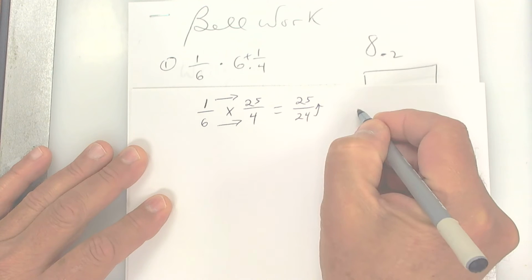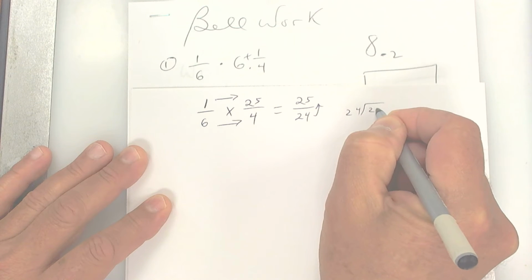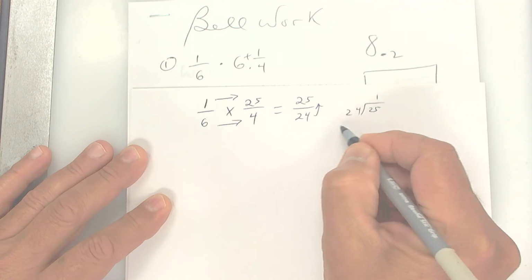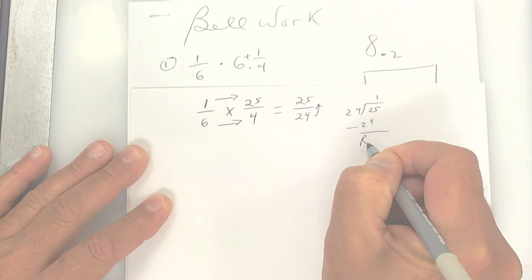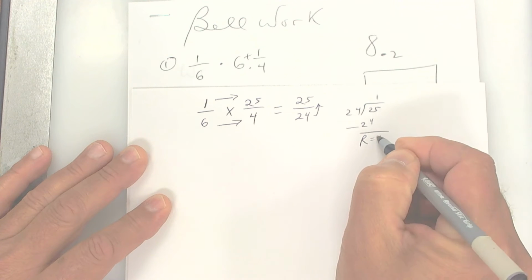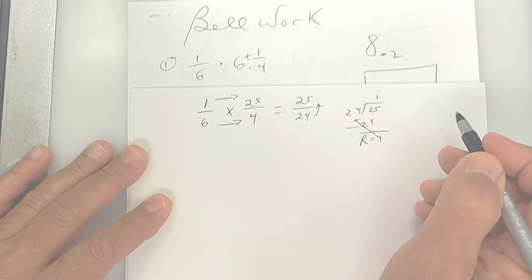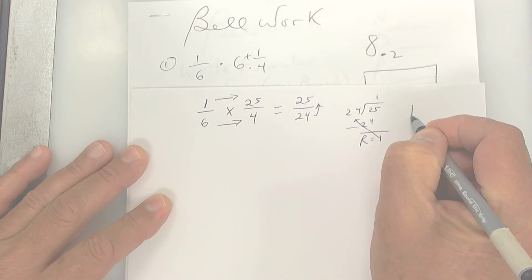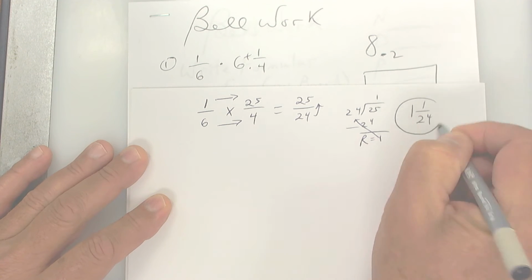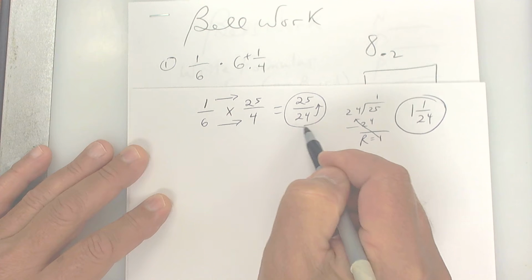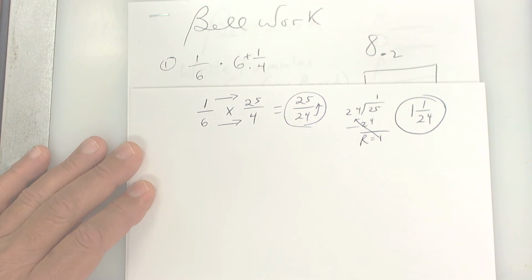24 goes into 25 one whole time with a remainder of 1. Put your remainder over your divisor. So you could put 1 and 1 over 24. Same thing as this. Any questions on how to do number 1?